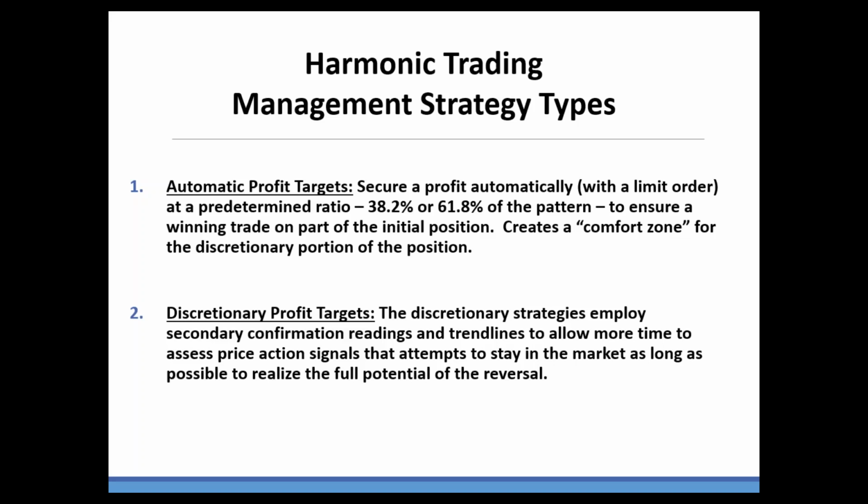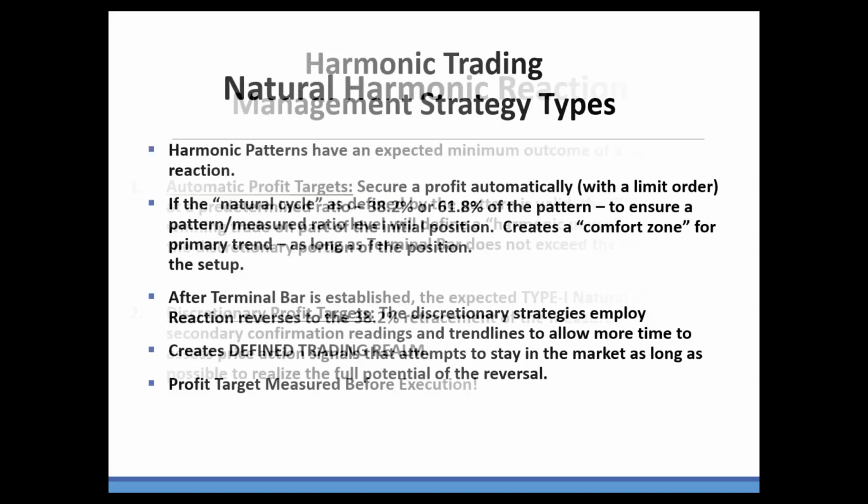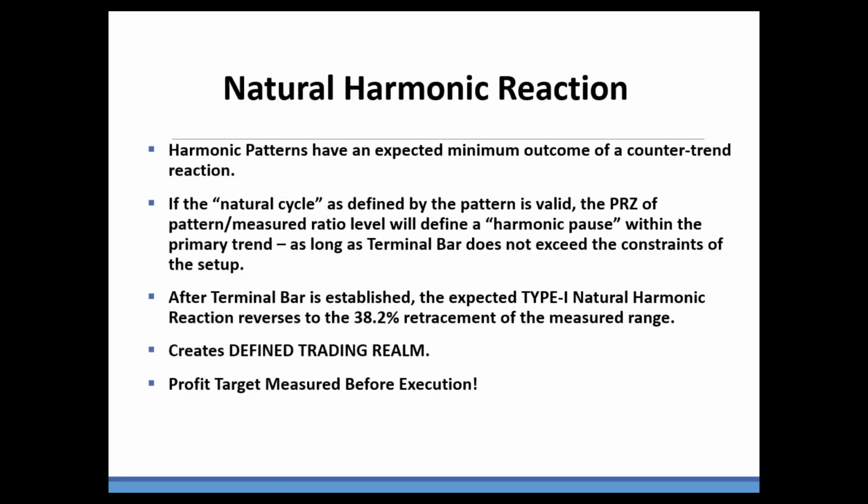This also helps to create a comfort zone where we can also allow more time, especially in the type 2 scenario. We can bring other strategies to see if the pattern is going to give us a larger move or not. But for the type 1, what we're trying to capture here is this natural harmonic reaction. All harmonic patterns have an expected minimum outcome of a counter trend reaction. That's what that 382 move is all about, especially on the first test.